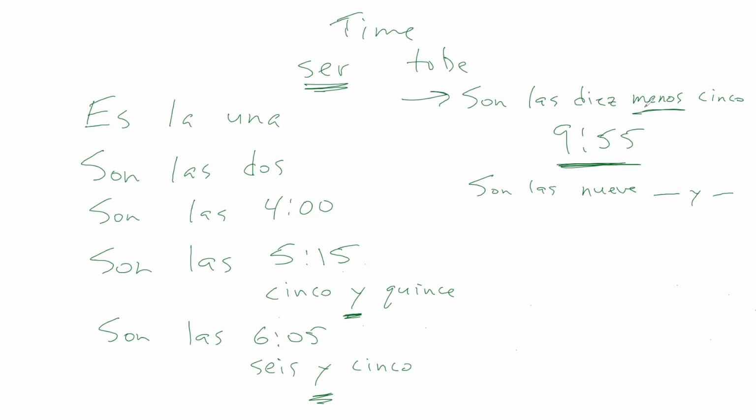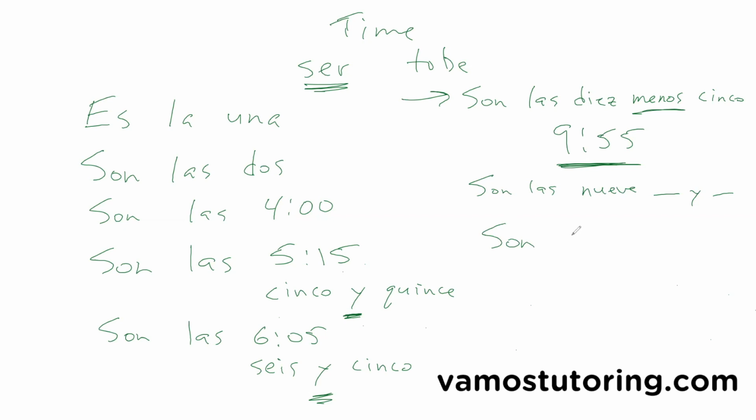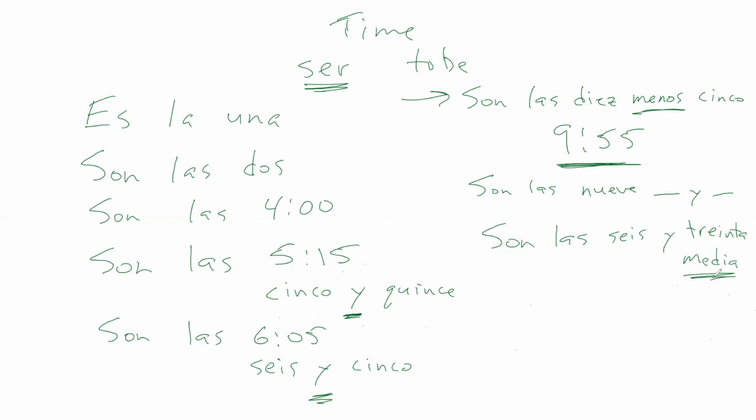We also have half hours and quarter hours if we want. So if we want to say it's 6:30, son las 6, and we can say y 30, or we can say y media, right? Media meaning half. So that would be 6:30, son las 6:30, or it's 6:30, son las 6:30.